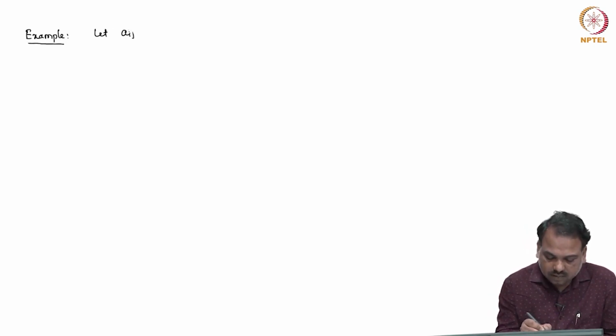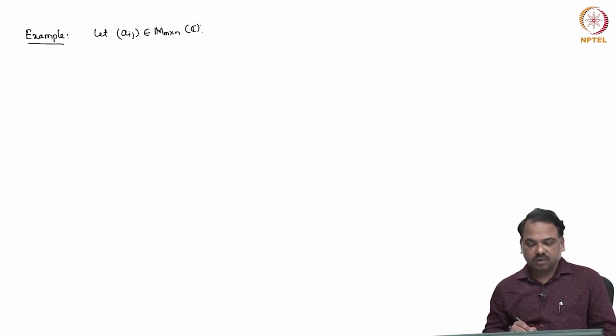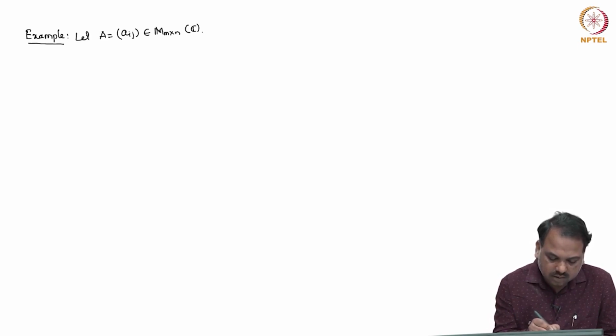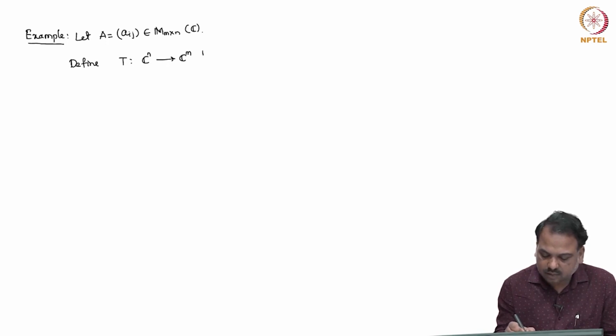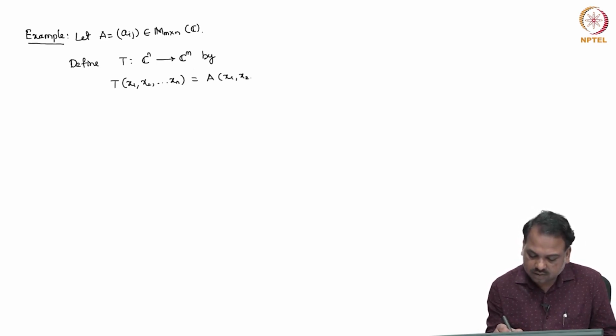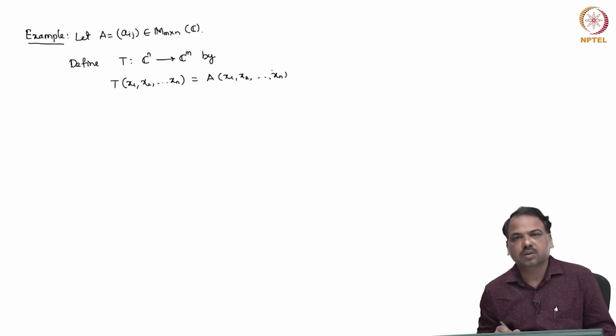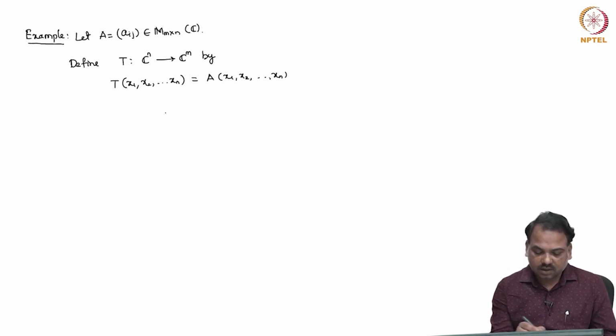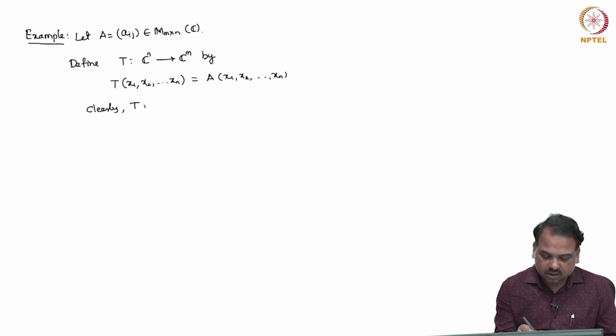Let us take a complex M cross N matrix A. That means the a_ij are coming from complex numbers. So define T from C^n to C^m by T of (x1, x2, so on, xn) as A times (x1, x2, so on, xn). So by the earlier example, we can conclude that T is bounded, because A is a matrix, so clearly T is linear and bounded by the earlier example.